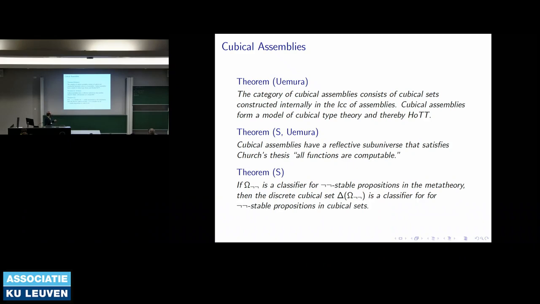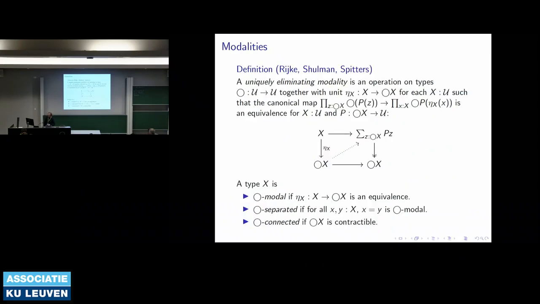Yeah. So if we have a classifier for double negation stable propositions outside, then the discrete cubical set on that is also a classifier for double negation stables internally in cubical sets. So that's kind of a useful technical thing that I think comes up later.